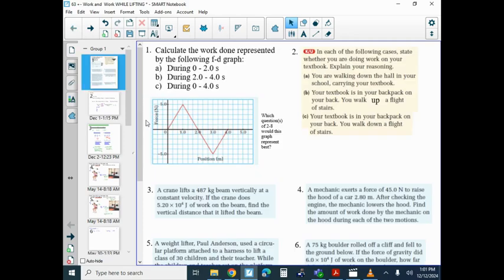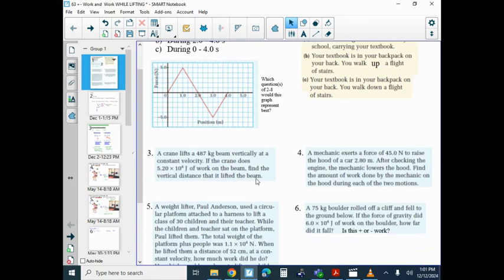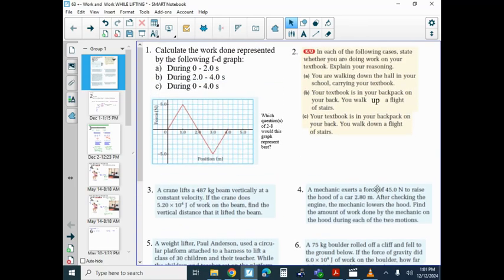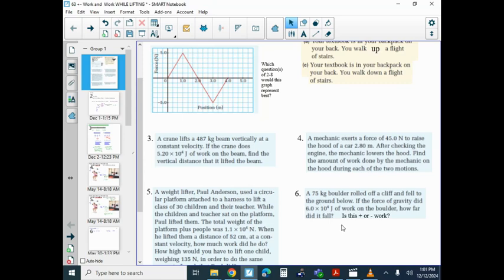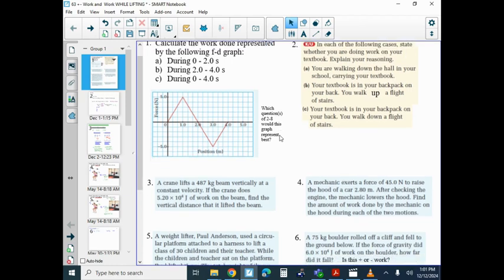So in the questions, I've got another one of the graphing ones. Analyze the work done during the first 2 seconds and the last 2 seconds and overall. And then I want you to tell me which of the questions, 2 to 8, if there's more than one, this graph could apply to. That should be pretty easy to do.